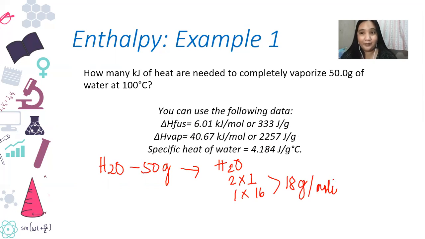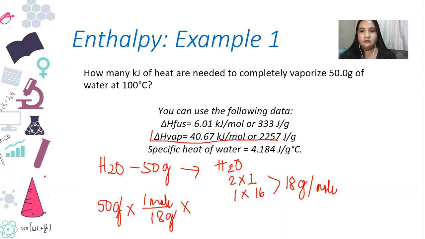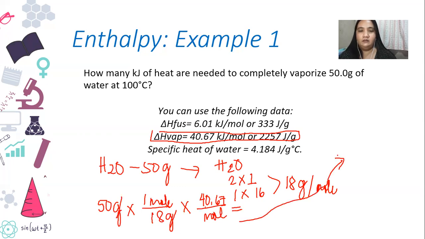As I said a while ago, it's really just unit conversion. So we have 50 grams times 1 mole is equal to 18 grams, so we're eliminating grams already. And we have a given here that we can use: 40.67 kilojoule per mole. So 40.67 per mole. And what do you get? Let's put it here. Just multiply that. Where's my calculator?